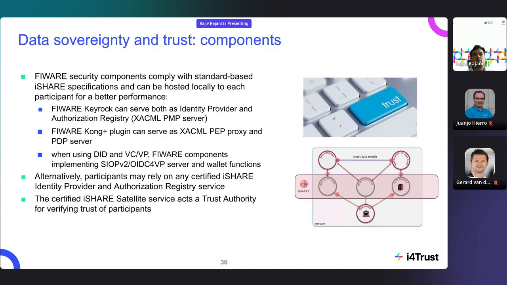FIWARE provides a key component which serves both as identity provider and authorization registry role. So that's a technical component for these roles. Basically, there is also a component which serves as a gateway, a PDP point, basically, which sits in front of your context broker, essentially to restrict access to certain organizations only where you need to expose those data elements.